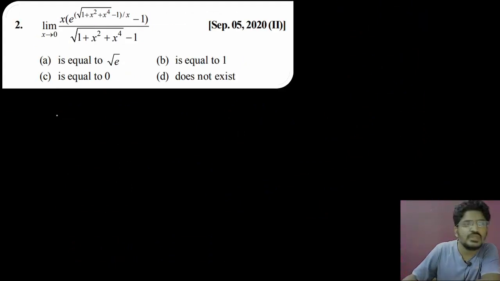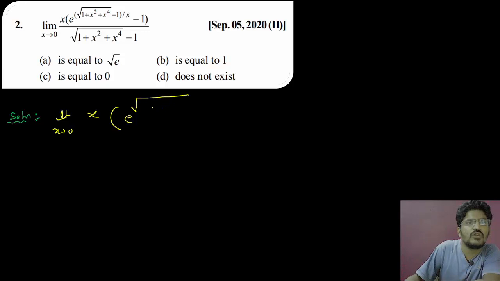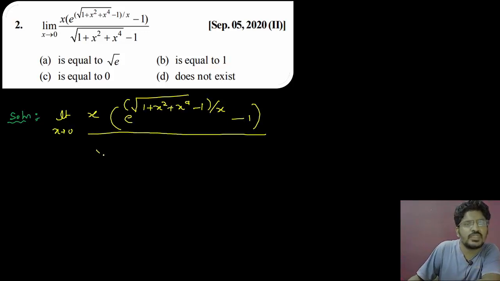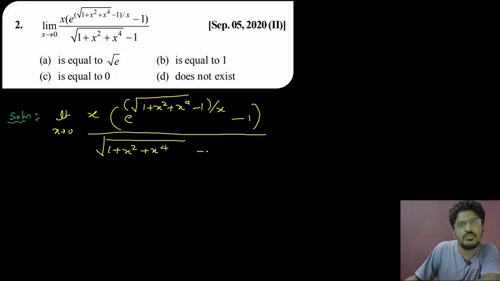Here you just see the limit as x tends to 0 of (e to the power of root of 1 plus x square plus x to the power of 4 minus 1, divided by x, whole term minus 1), divided by root of 1 plus x square plus x to the power of 4 minus 1.